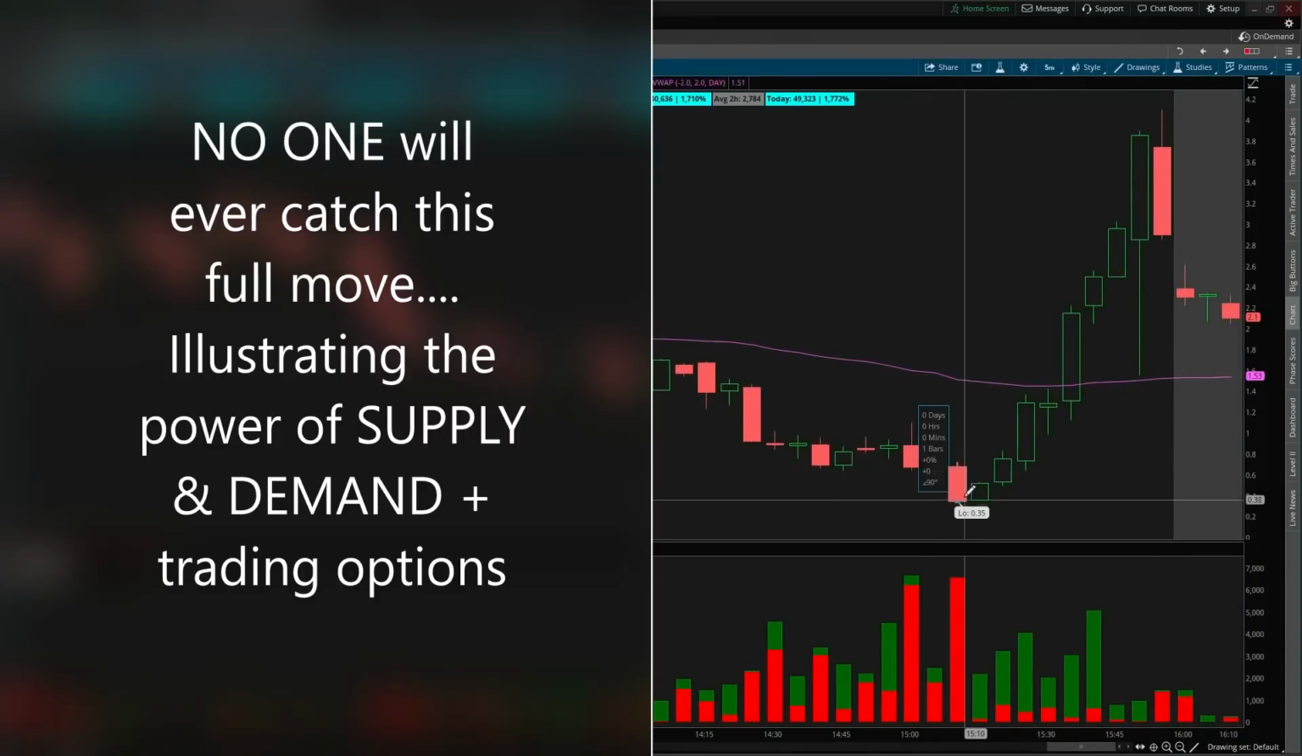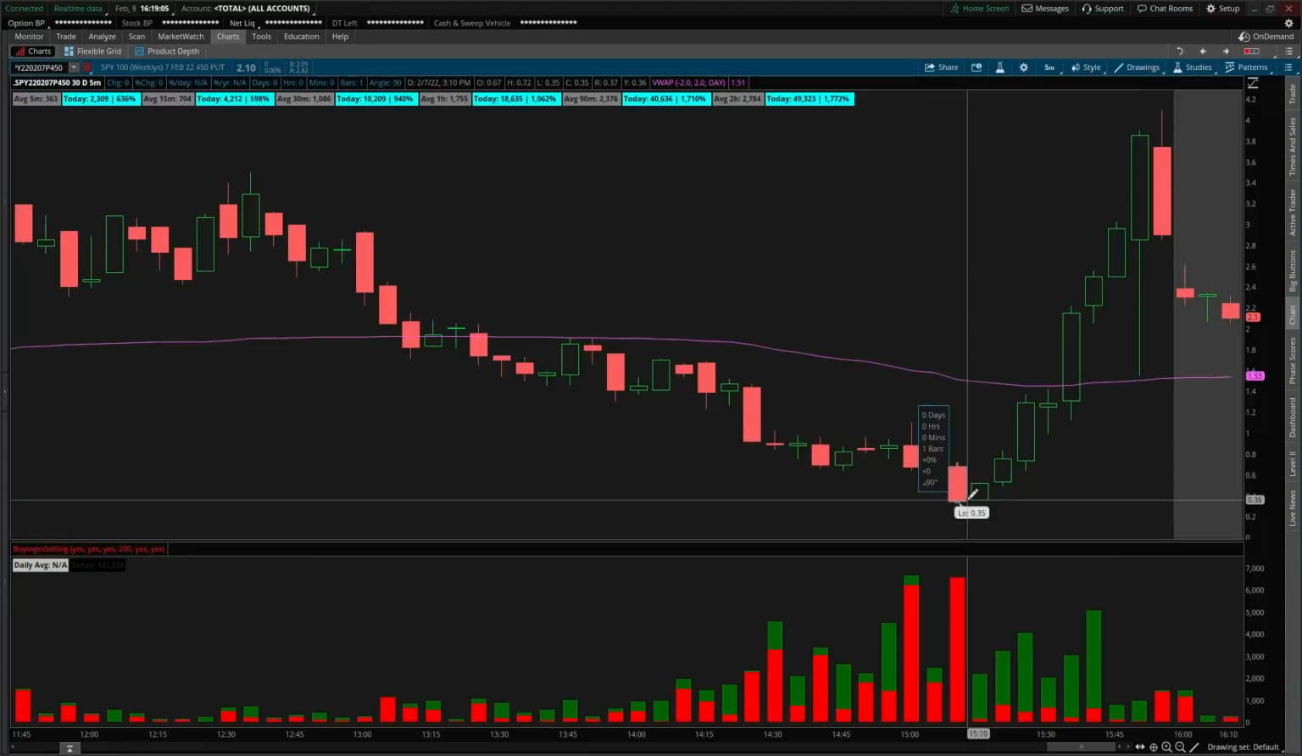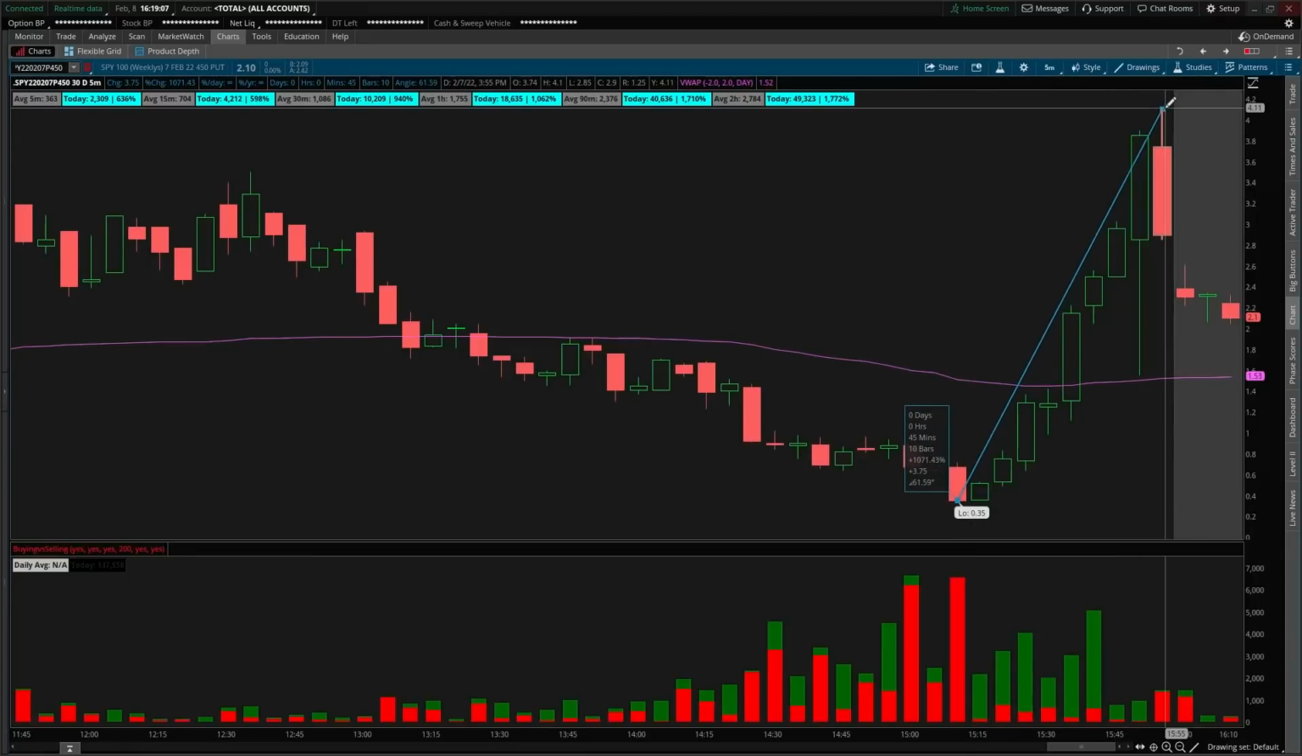high, sell the low. But SPY puts went from a low of 35 cents to a high of $4.10. That's over 1,000% on the contracts in a 40-minute period.